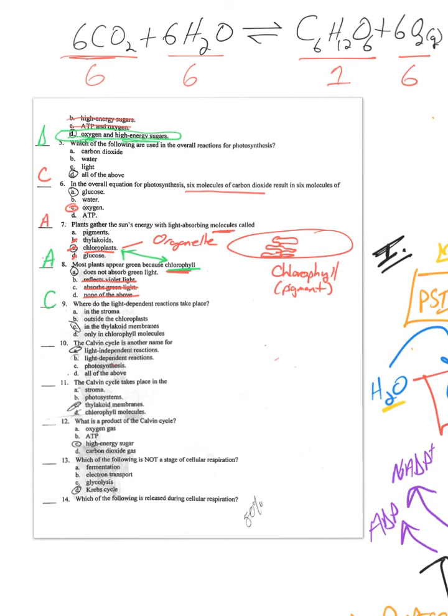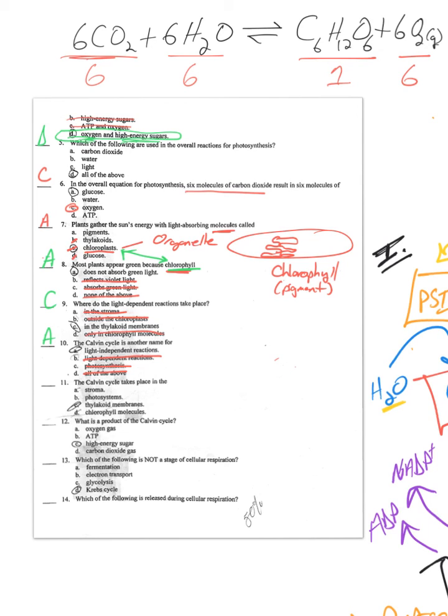Again, the stroma is a space, and outside the chloroplast would be absolutely incorrect. And only in chlorophyll molecules, that's not true. The chlorophyll molecules are used within the photosystems to capture the light. So the Calvin cycle is another name for light-independent reactions is correct. The light-dependent reactions are the photosystems. And photosynthesis is the whole process, and all of the above would be wrong. So again, light-independent reactions.